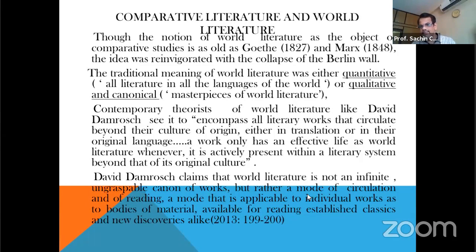But contemporary theorists of world literature, like David Damrosch, rethink and reformulate world literature to encompass all literary works that circulate beyond their culture of origin, either in translation or in their original language. So a work only has an effective life as world literature whenever it is actively present within a literary system beyond its original culture. So if you define world literature as those texts, those modes of reading and modes of circulation which are outside the culture of origin, then we are discussing world literature.